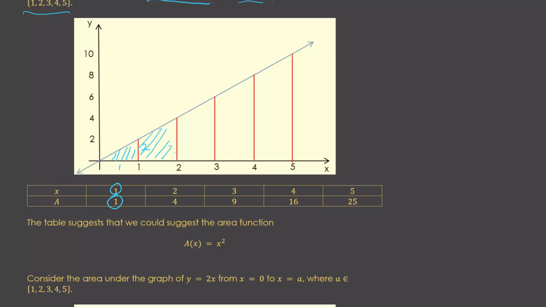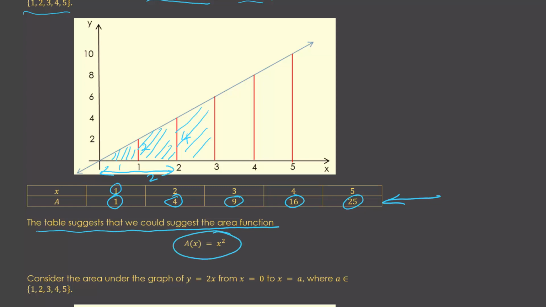If we now have this bit shaded, we've got a height of 4 and a width of 2. A half times 2 times 4 is 4, so the area is 4. And so on. We get an area of 9, then 16, then 25. I'd hope that you would spot those as the square numbers. And therefore, we could suggest an area function A of x is x squared.